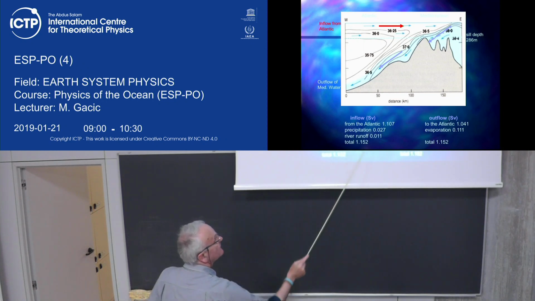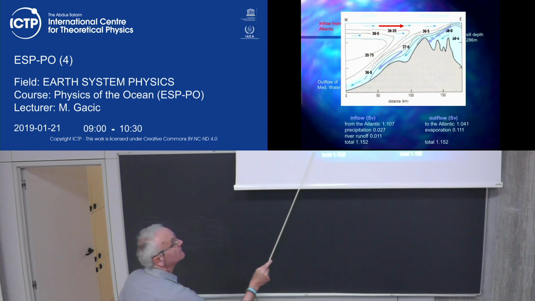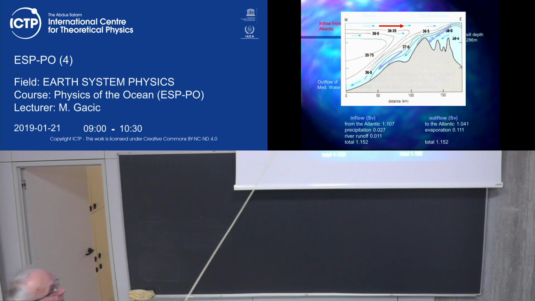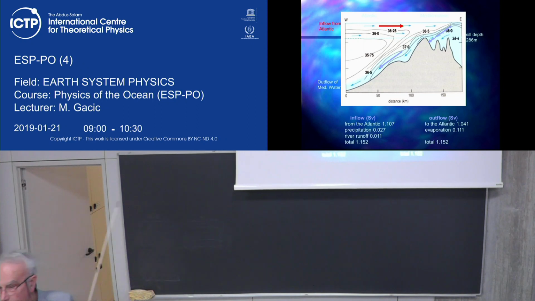It exits through Gibraltar. This is the Gibraltar Strait, and then it sinks down in the Atlantic. Why does it sink down? It sinks because it's heavier than the Atlantic water. So it will sink as long as it reaches equilibrium, the area where its density is more or less equivalent to the density of the ambient water.